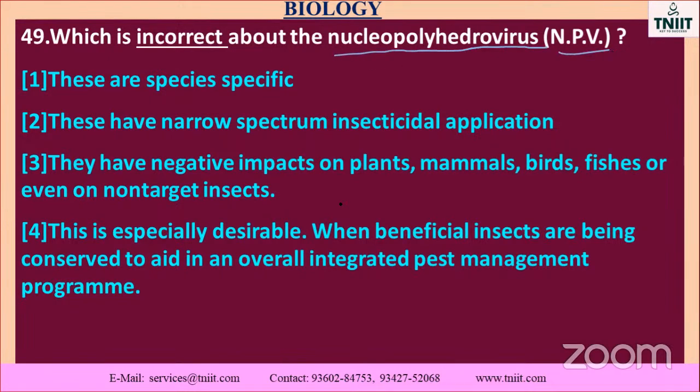Nucleopolyhedrovirus, NPV. These are species specific. Nucleopolyhedrovirus is specific. They have a narrow spectrum insecticidal application. They have a negative impact on plants, mammals, birds, fish, or even on non-target insects? No, it is not like that. It gives a positive impact.